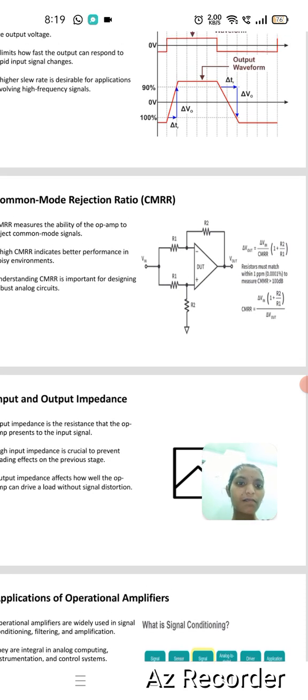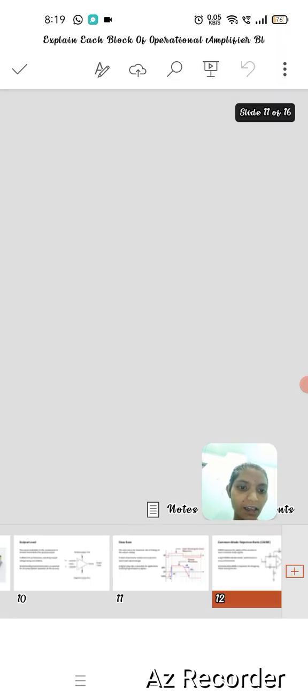Resistors must match within 1 ppm. Measure CMRR. CMRR equals delta V N.